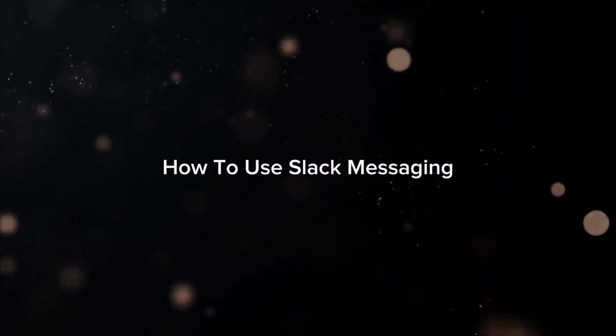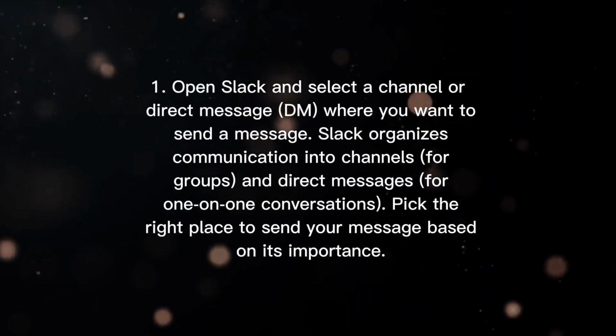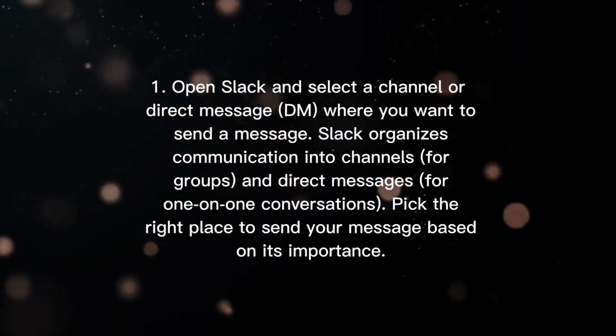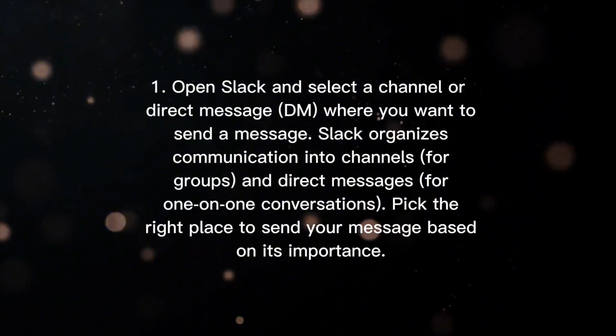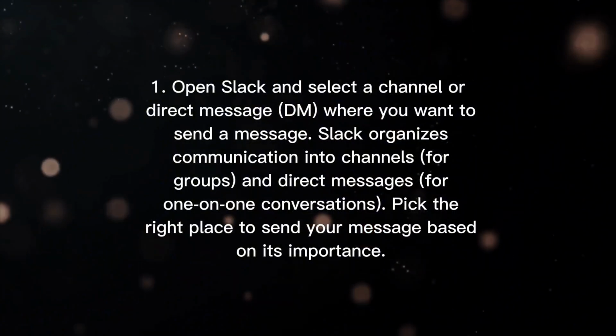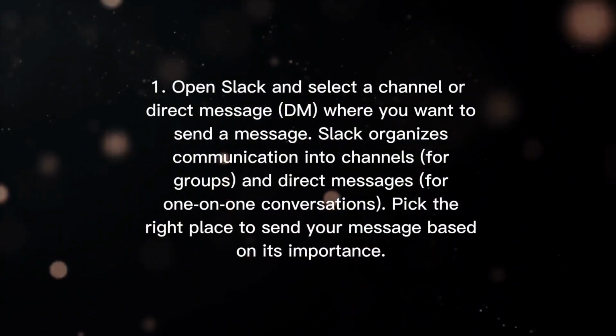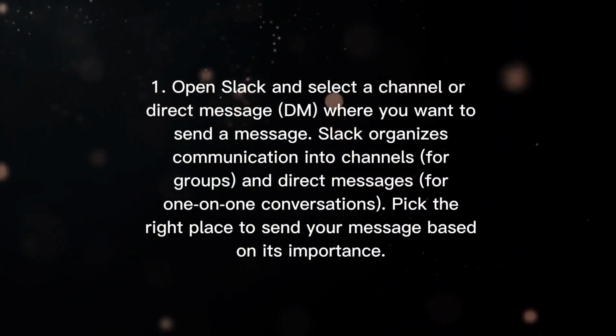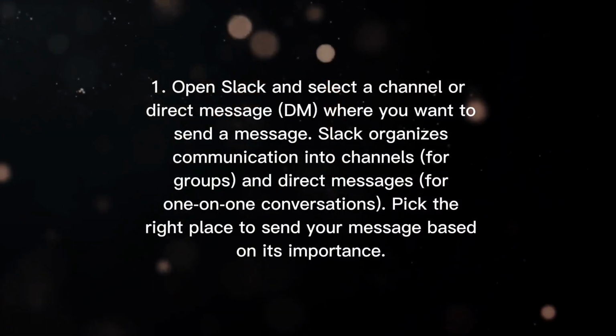How to use Slack messaging. You can do this in 7 steps. 1. Open Slack and select a channel or direct message, DM, where you want to send a message. Slack organizes communication into channels, for groups, and direct messages, for one-on-one conversations. Pick the right place to send your message based on its importance.